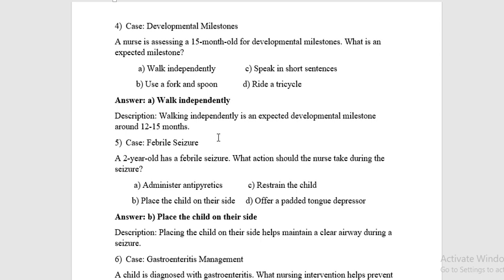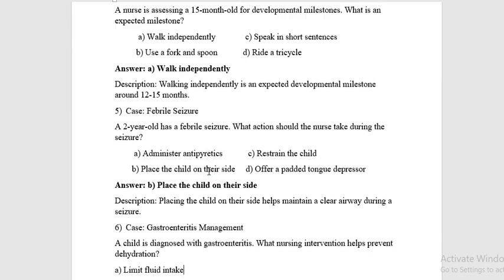Question number 5. Febrile seizure. A 2-year-old has a febrile seizure. What action should the nurse take during the seizure? A, administer antibiotics. B, place the child on their side. Choice C, restrain the child. Choice D, offer a padded tongue depressor. Choice B is the correct answer. Placing the child on their side helps maintain a clear airway during a seizure.